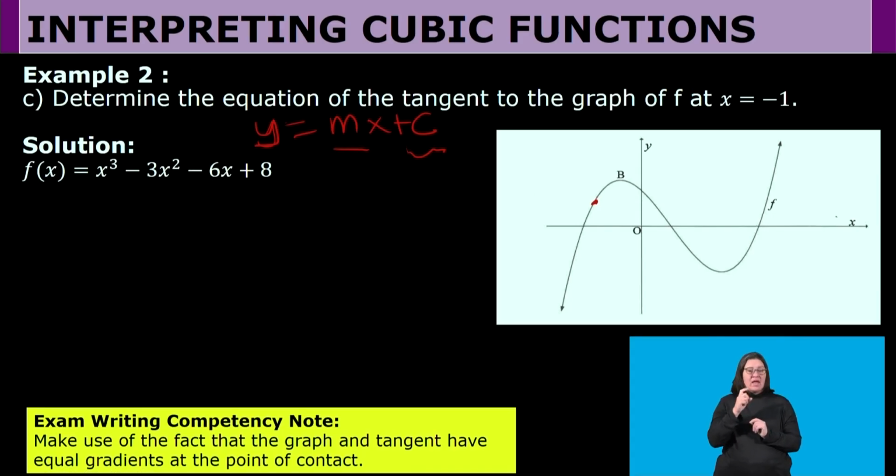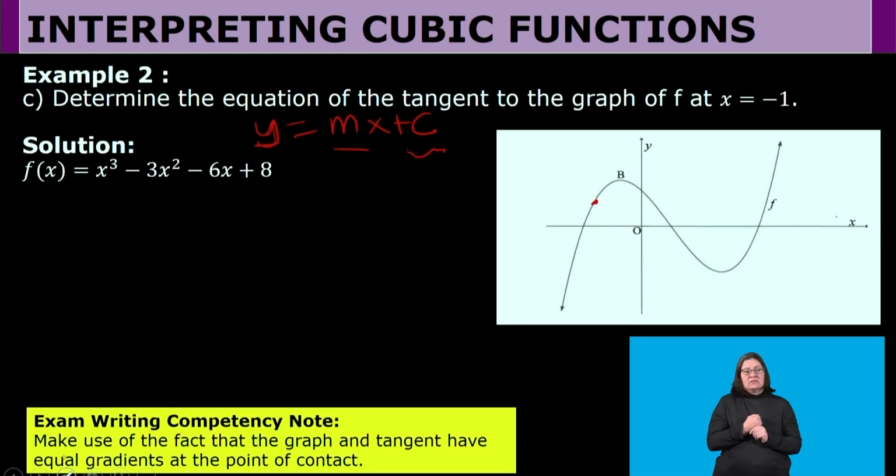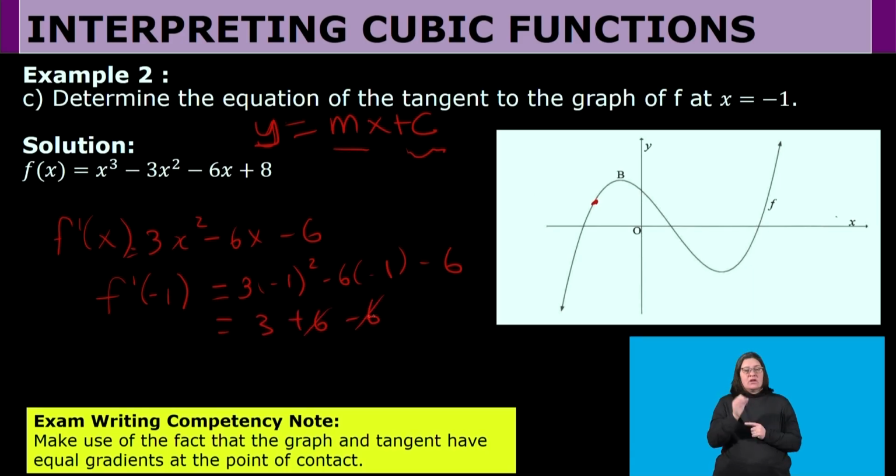This is at the point x is equal to negative 1. So we've got f of x, that's our equation now, and we want to find the gradient at the point minus 1. So what we need to do is take the derivative. So we get 3x squared minus 6x minus 6. We know that the x value is minus 1. At the point where the tangent touches the graph, they have the same gradient. So I substitute minus 1 in. And we get 3 plus 6 minus 6. Those two cancel, so therefore I end up with 3. So the gradient, m, is 3.